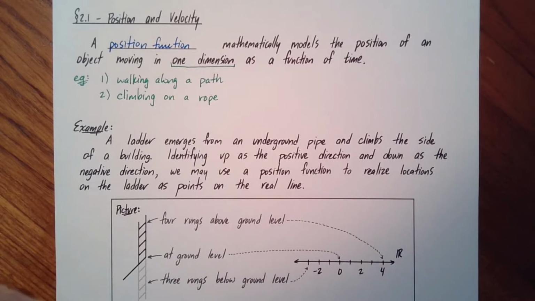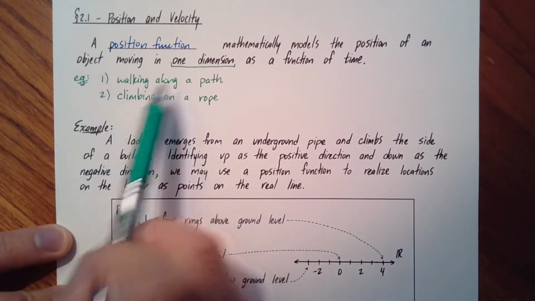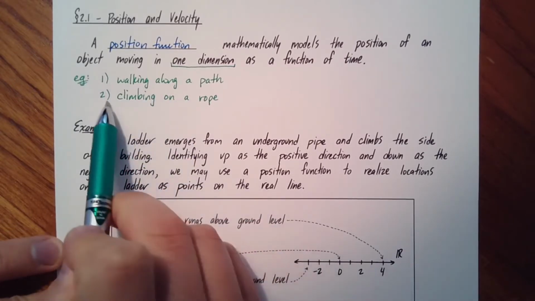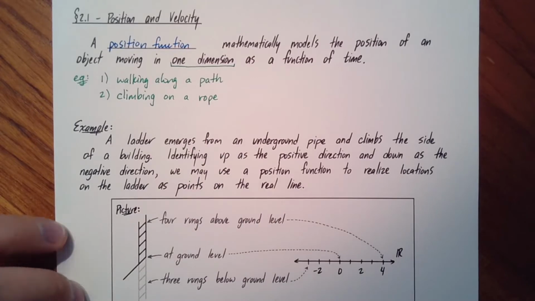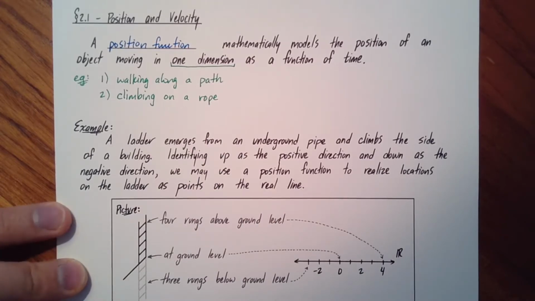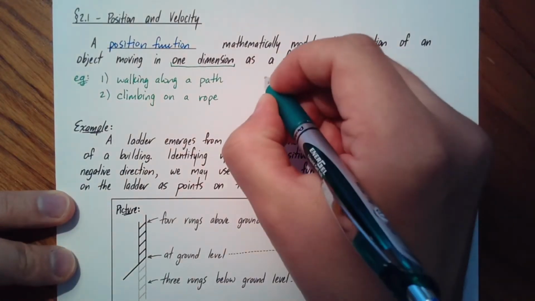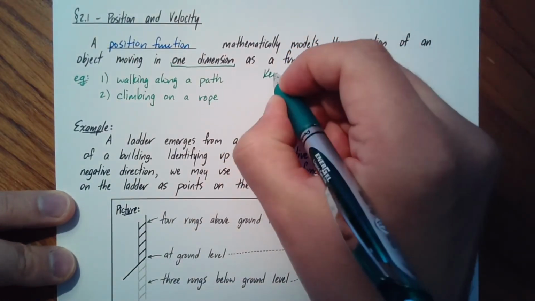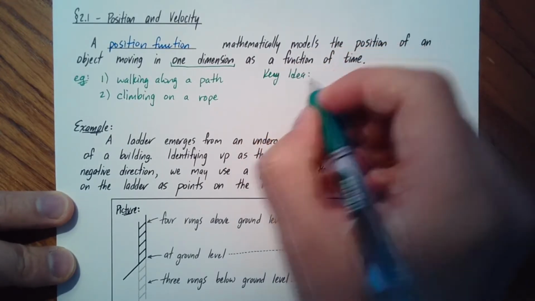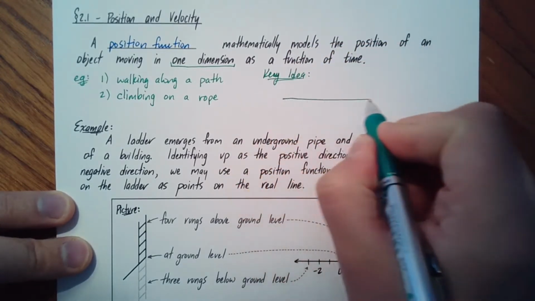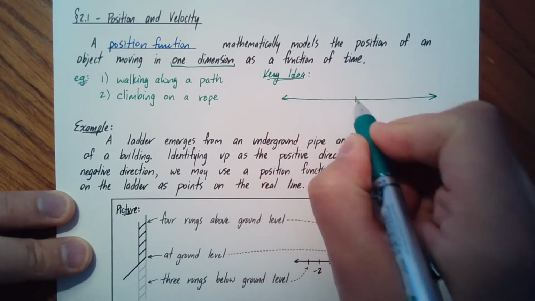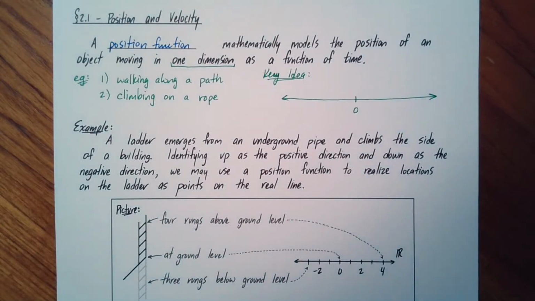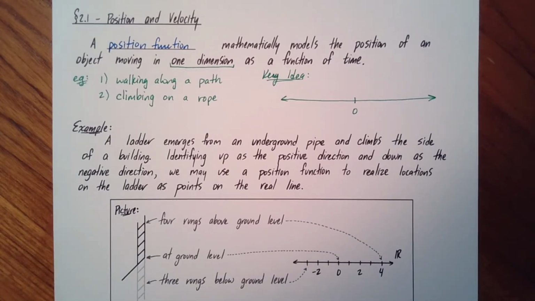When you're setting up a position function, what you're going to want to do is identify those two directions. In the case of walking down a path, you have either forward or backwards. And in the case of climbing on a rope, you have moving up the rope or moving down the rope. You want to identify those two directions with halves of the real line. Key idea here. Let's just draw a sketch of the real line. So you have a number 0, which you could think of as like a starting point, either on the rope or on the path or in any one-dimensional space that you happen to be moving around in.